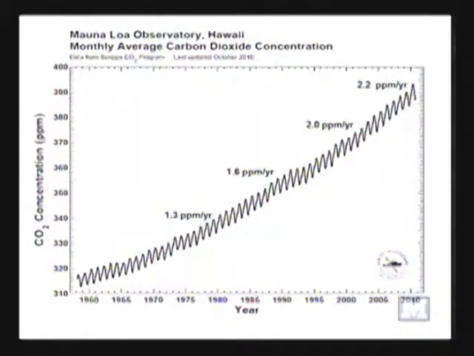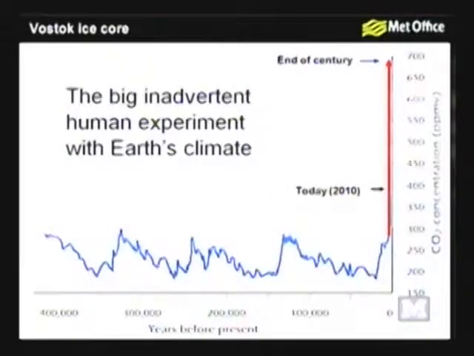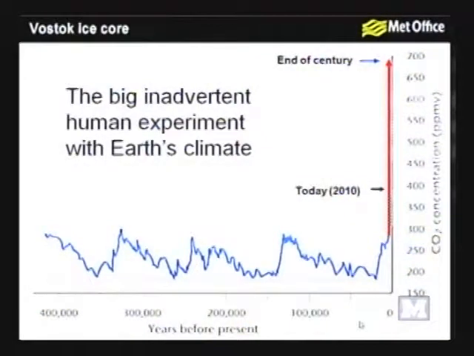And putting this into a long-term context, I'm going to change the time scale dramatically here to go back several hundreds of thousands of years. What we know from the record in the Antarctic and Greenland ice is that carbon dioxide in the atmosphere has fluctuated naturally in and out of the ice ages, and with a roughly 100,000 year period.